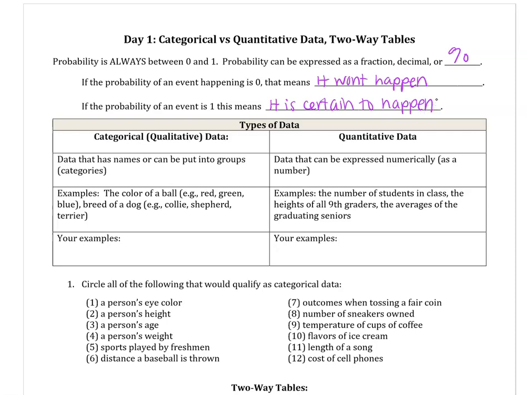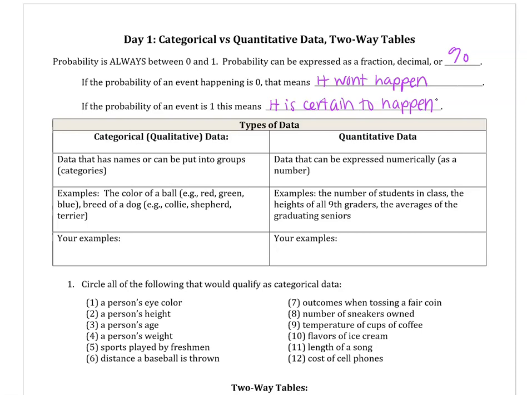So the probability would be 1 for an event like there's a 100% chance that it's going to snow today in Buffalo. Goodness, I hope not, being late May in our class. But if the probability is 1, that's a 100% chance. It's certain to happen. If it's 0, then it won't happen.